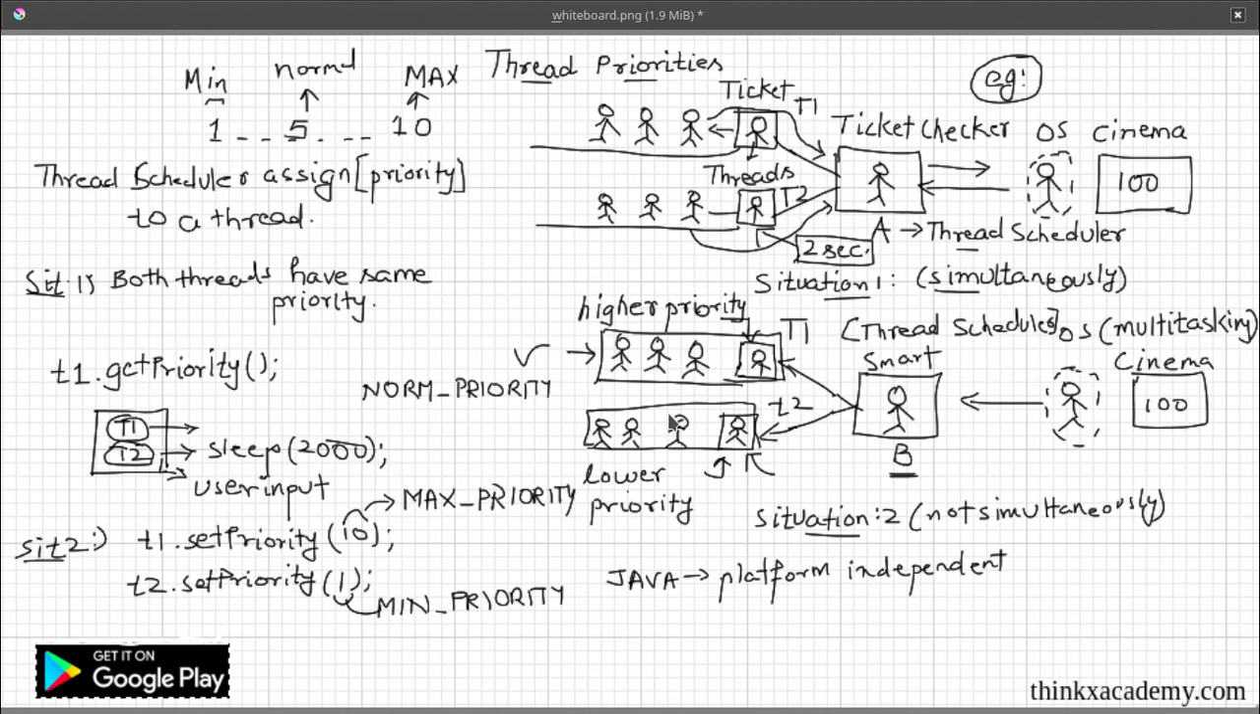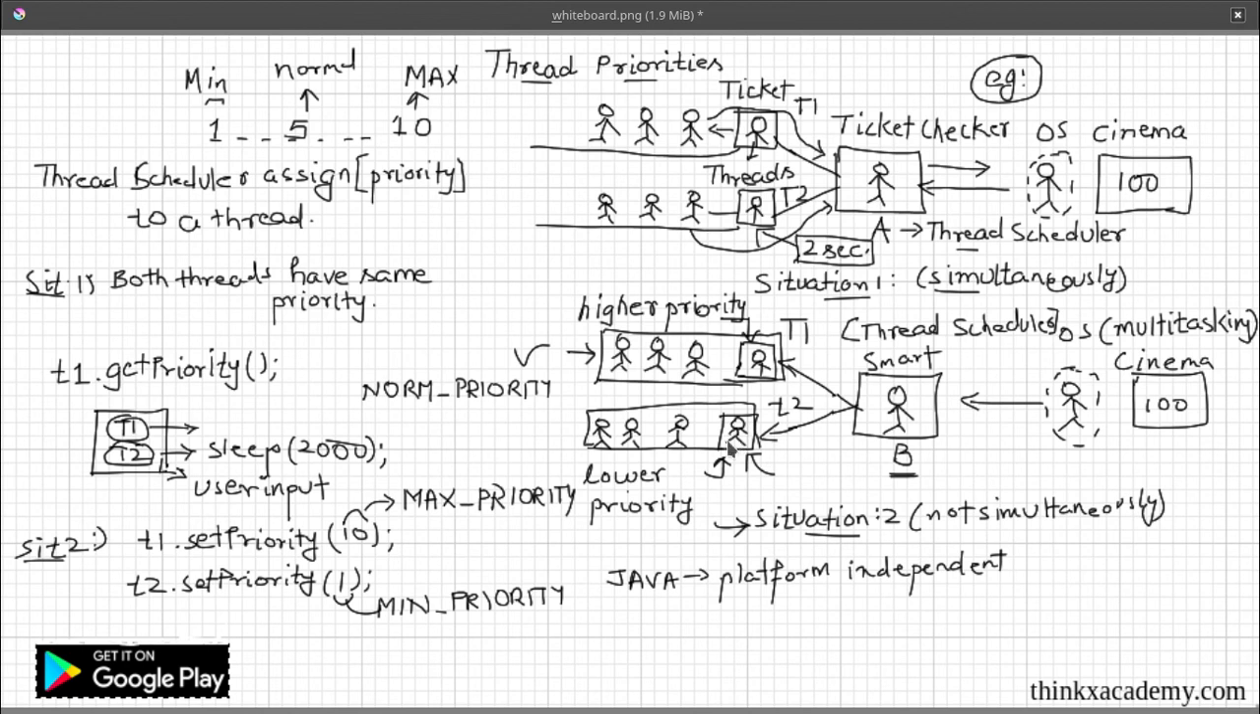So now you can see here, in situation 1, we have two threads running simultaneously and one thread is waiting for 2 seconds. And in this one, the higher priority thread is running first, it will execute, and then the lower priority thread will execute. Now I explained that in situation number 2, this higher priority thread will run first, and this means that this person is going to come into the ticket counter only after this thread finishes its execution.